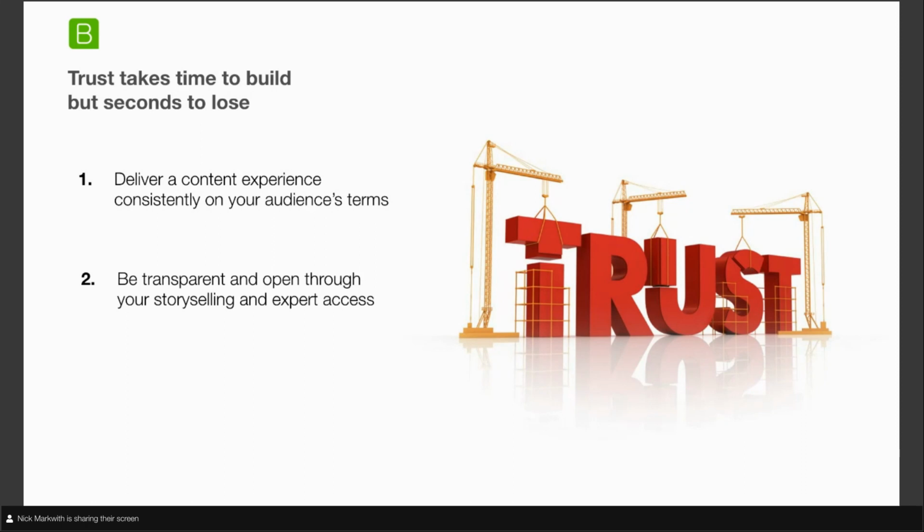Be transparent and open through your story selling and expert access. Make yourself accessible and talk about what you're doing and how that works. And we'll go into more detail on why. And then finally, like I said, create value-forward content that helps your audience. This should be the first and foremost thing that you're trying to do.